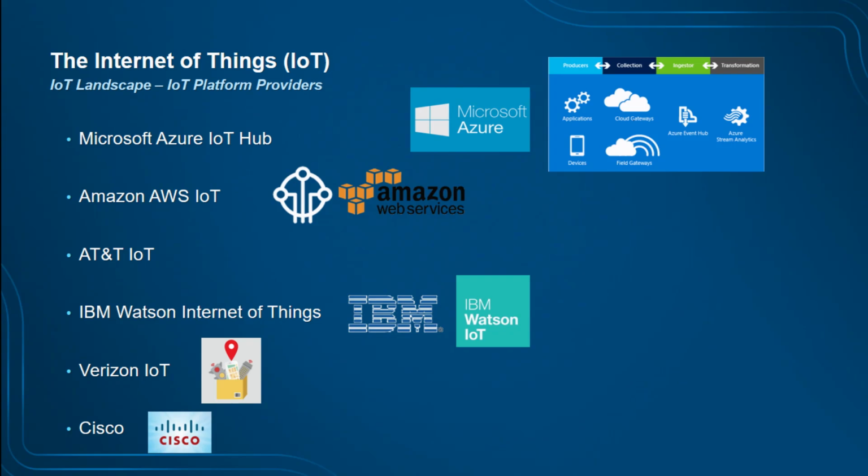So in terms of the landscape, we are observing a lot of IoT platform providers jumping into the field. For example, Microsoft Azure IoT Hub, Amazon AWS IoT, AT&T, IBM Watson, Verizon, Cisco, big players in the field. It doesn't mean that these are the only players. There are a lot more players in the field.